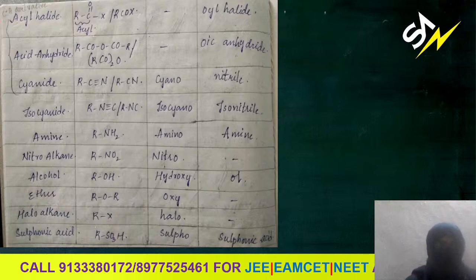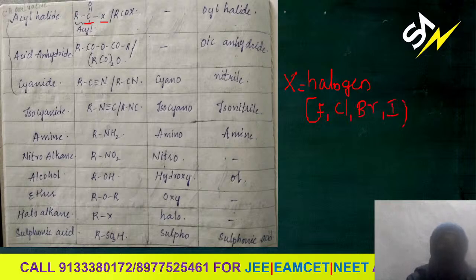So you can see here that the carbonyl group is attached to X. So what do you mean by X here? So we'll write here, X refers to halogen. There are 4 famous halogens. They are fluorine, chlorine, bromine, iodine. So instead of X here, I can use any of these 4, that is fluorine, chlorine, bromine, iodine. So simple representation is again RCOX.